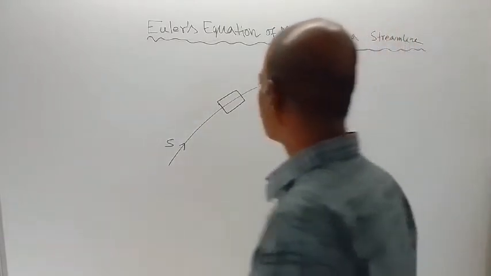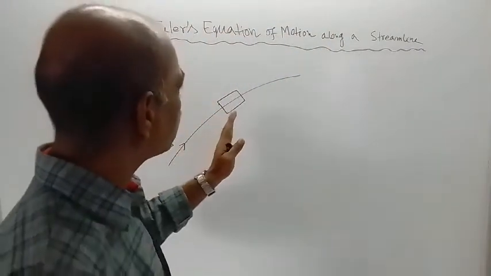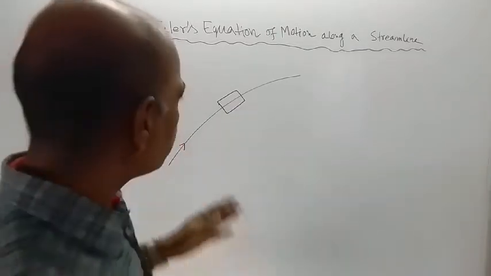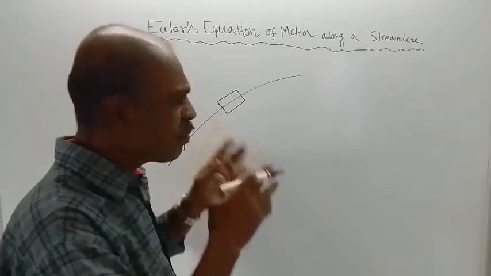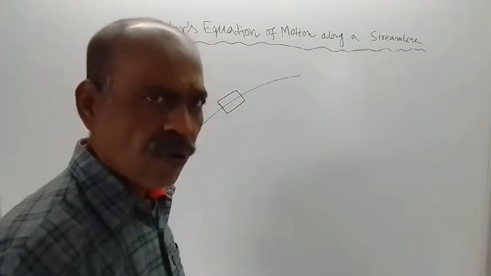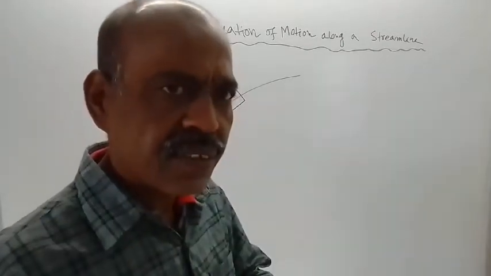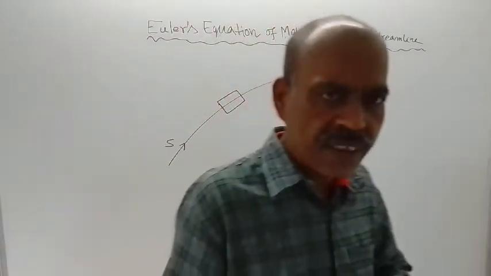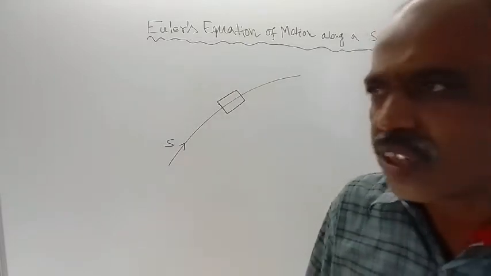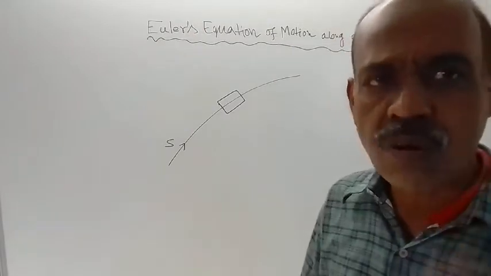So we have taken this fluid element, and this fluid element has a constant mass. This is a fluid element which is moving with the flow. This is not a certain region fixed in space. The identities of the particles inside the fluid element remain the same with time. There is no change. So the mass of the fluid element remains constant.